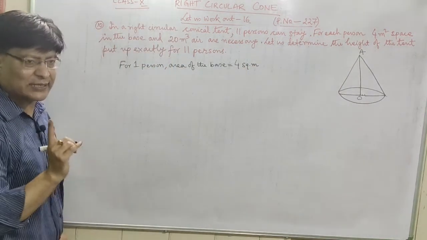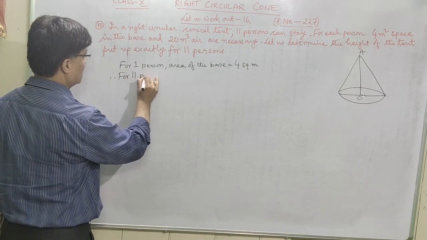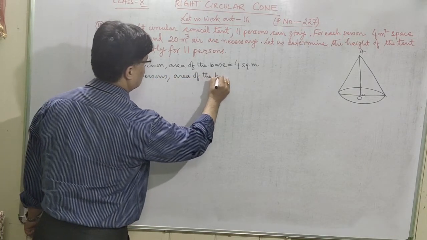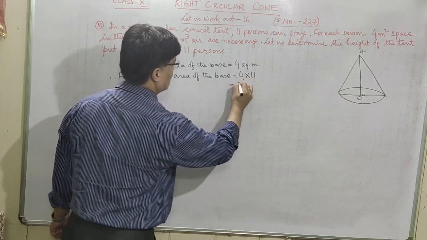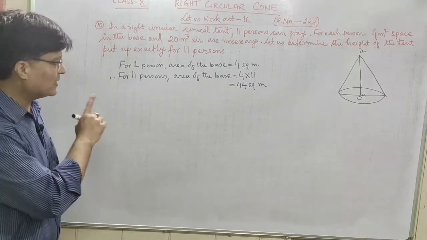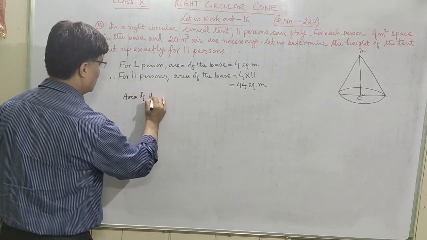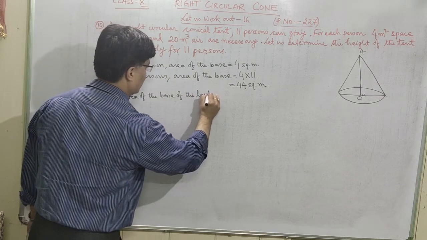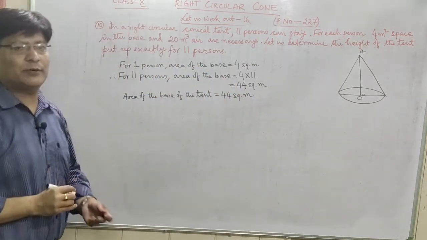So how many persons can stay in the conical tent? 11 persons. So for 11 persons, the area of the base is equal to 4 into 11, which is equal to 44 square meter. So what is the area of the base of the tent? It is 44 square meter. So we can write here, area of the base of the tent is equal to 44 square meter. I think you have understood it.